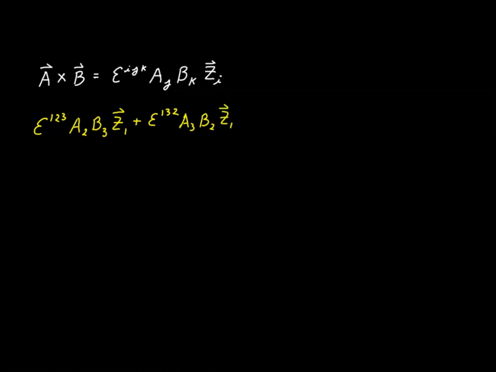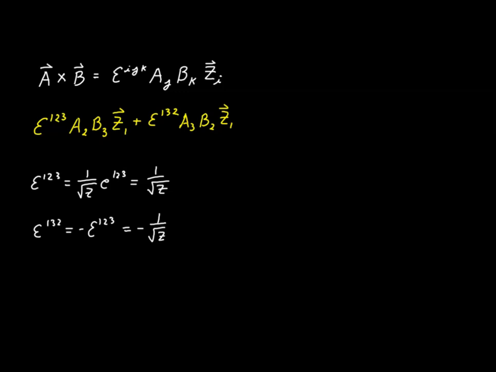Okay, now take a look at epsilon 1, 2, 3. What's it equal to? Well, by definition, it's equal to 1 over the square root of z times E1, 2, 3. And E1, 2, 3 is just equal to 1, so this is 1 over the square root of z. All right, epsilon 1, 3, 2 is just equal to negative epsilon 1, 2, 3, because we're just flipping the last two indexes here. So we already know what epsilon 1, 2, 3 is, so this is equal to negative 1 over the square root of z.